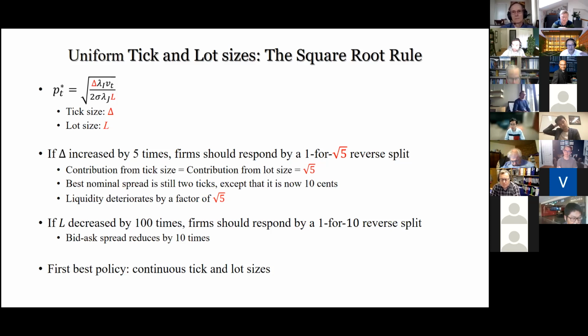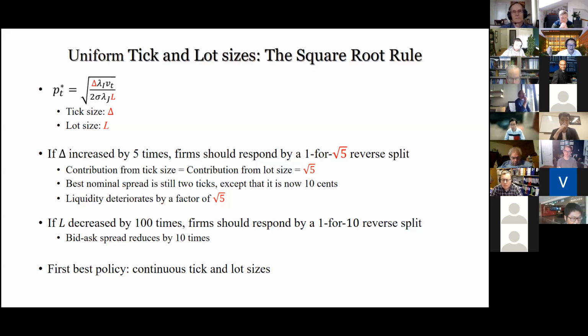So what's the optimal ratio? I call that the square root rule. You do a 1 for square root of 5 reverse split. Under this new regime, the contribution from tick size is still equal to the contribution from lot size. The optimal spread is still 2 ticks, but now it becomes 3 cents, and liquidity deteriorates by a factor of square root of 5.